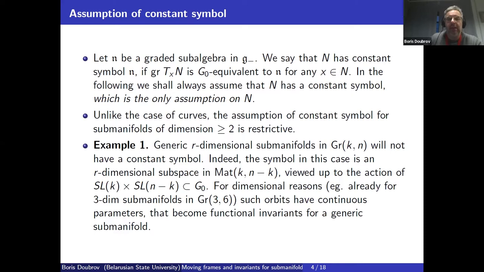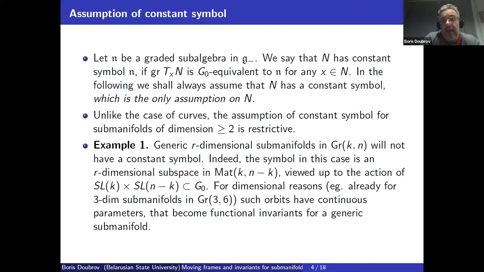A very first example: we just take a generic r-dimensional submanifold in the Grassmann variety of k-dimensional subspaces in n-dimensional space. First of all, we have to understand what g minus is in this case. In the Grassmann variety, g minus is identified with k by n minus k matrices. It is one-graded, so g minus is concentrated in degree minus one. And any subspace will automatically be a subalgebra because g minus is abelian.